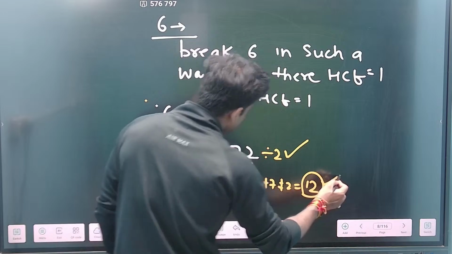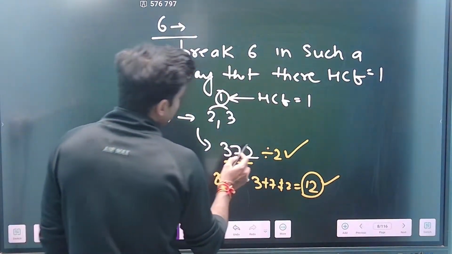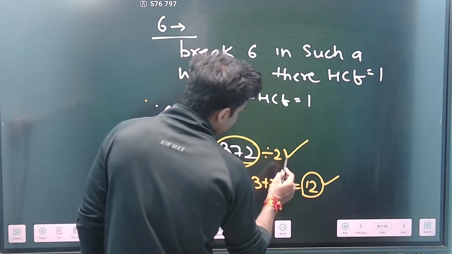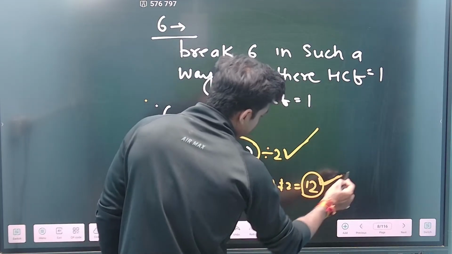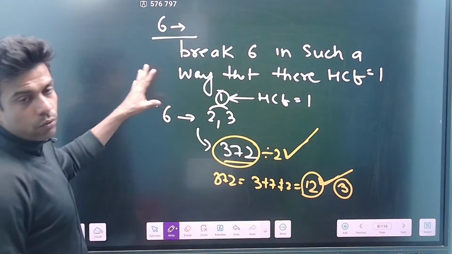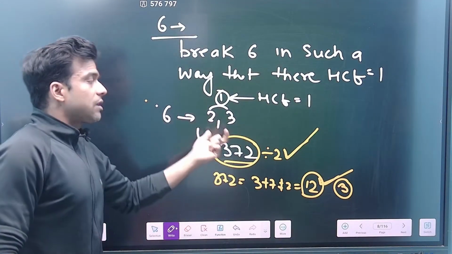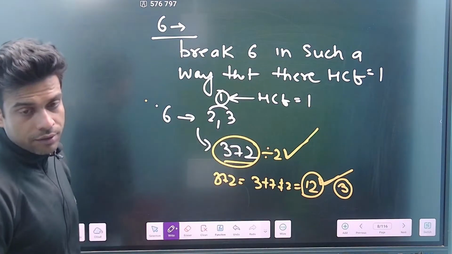So when you check whether 372 is divisible by 6 or not, you need to check that the number is divisible by 2 and also divisible by 3, correct? A very important rule, everyone. You will not find this in the book. Break the number in such a way that their HCF would be 1, correct?